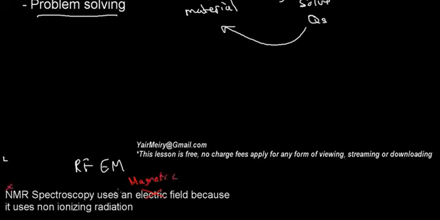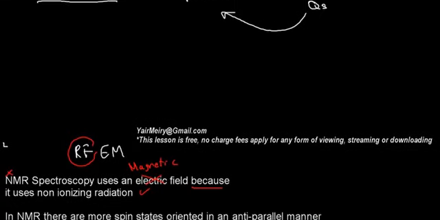This statement is incorrect. Let's look at the second statement: because NMR uses non-ionizing radiation. We know that NMR uses radio frequency radiation, and radio frequency is by far not ionizing. So I would say it uses non-ionizing radiation, correct. Perfect. And we're going to slowly scroll down.